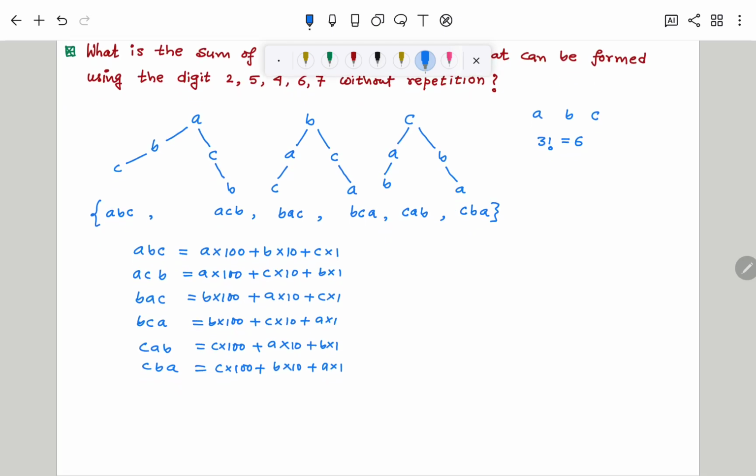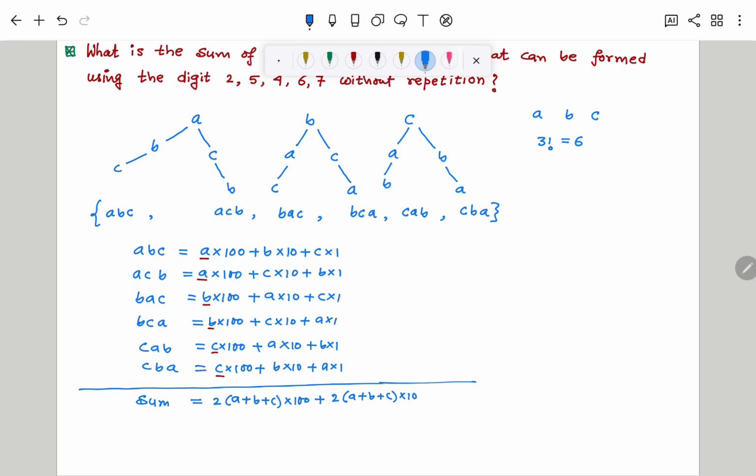Now if we take the sum of these 6 numbers, here I am writing the sum. The total sum I am considering here, so what would it be? If we observe, we have A into 100 two times. Similarly, B into 100 we also have 2 times, and C into 100 we have 2 times. So if we add, we can write it this way: 2 into A plus B plus C, into 100. The same is true for 10. Here we get 2 into A plus B plus C, into 10.